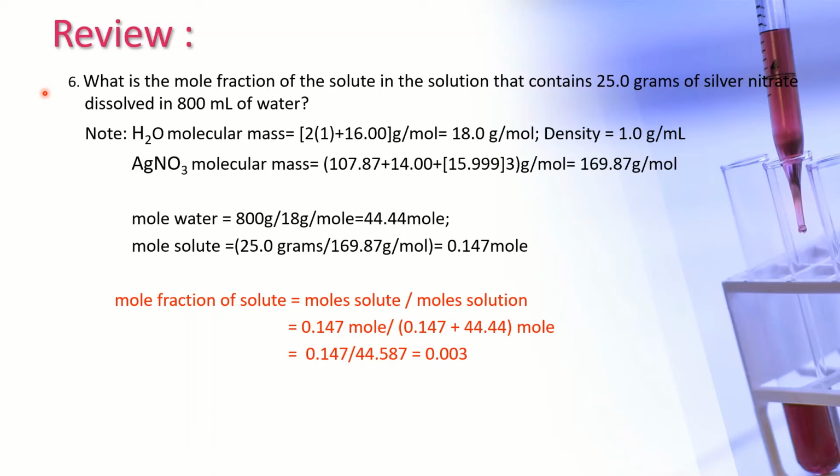Number 6. What is the mole fraction of the solute in the solution that contains 25 grams of silver nitrate dissolved in 800 ml of water? The molecular mass of water is equal to 18 grams per mole and the density is 1 gram per ml. The molecular mass of silver nitrate is 169.87 grams per mole. So the moles of water is equal to 800 grams over 18 grams per mole, which is equal to 44.44 moles, while the moles of solute is equal to 25 grams over 169.87 grams per mole, which is 0.147 mole.